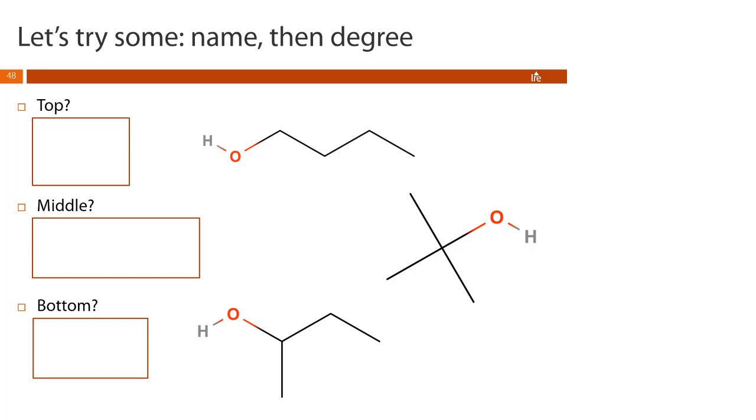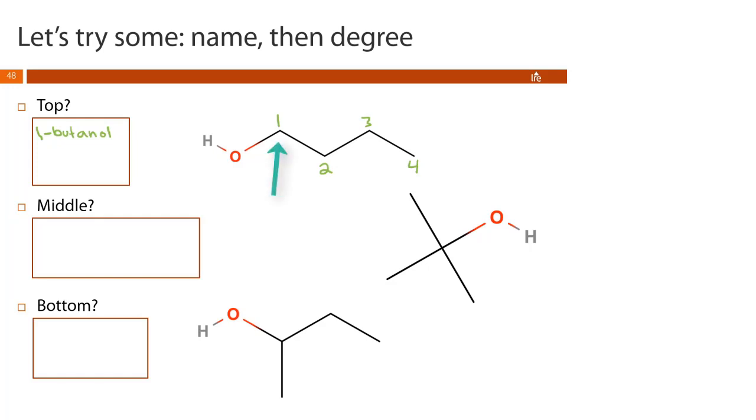Okay, so let's start with the top one. So we'll start by numbering our chain. So a 4-carbon alkane would be butane. We're going to drop the E and replace it with OL. And since the chain is greater than 2 carbons, we have to give a position for our hydroxy group. And it looks like our hydroxy group is at position 1. So that means the final IUPAC name for this molecule is 1-butanol.